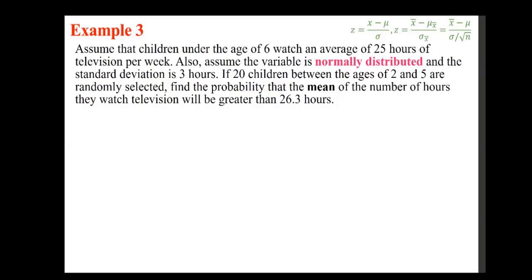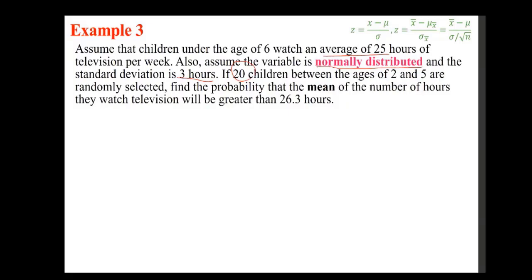So we are looking at the question. It's a word problem. Let's see what is given as we read the question. The age doesn't come into a calculation. This is the mean. And we are assuming that the children under the age of 6 watch on average, that means all, that means mu. We are also looking at normal distribution. And the standard deviation, or sigma, is 3. So this is mu, this is sigma, and this is the sample size, n.